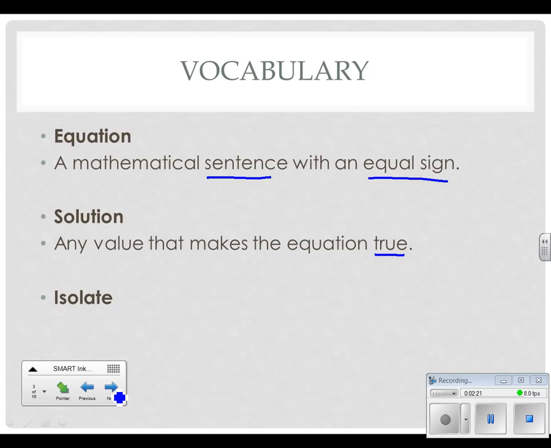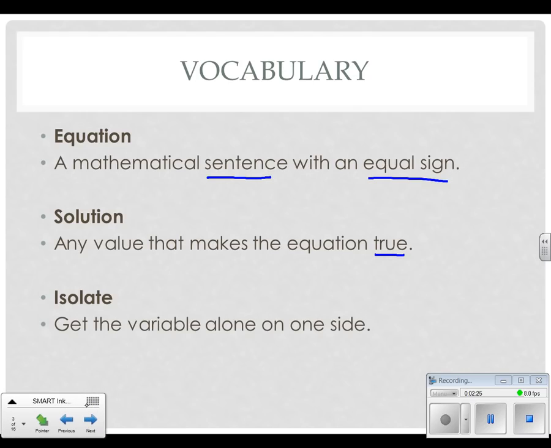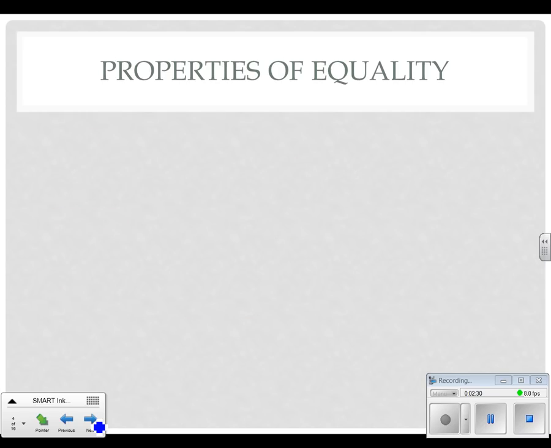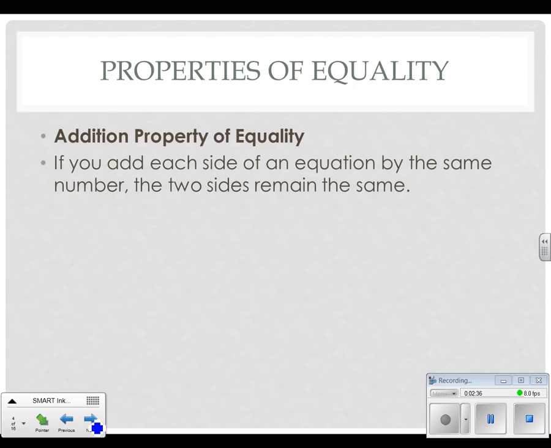And to do that, we're going to isolate, which means to get the variable alone on one side. We're going to be following properties of equality to isolate the variable. First, the addition property. If you add each side of an equation by the same number, the two sides remain the same. This is saying whatever you do to one side, you must do to the other side to remain the same, just like in that balance.